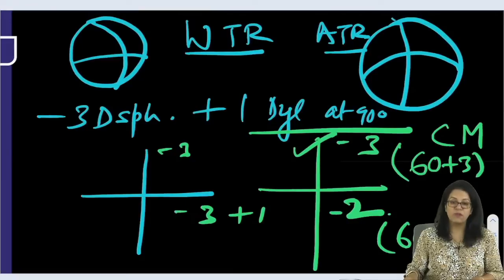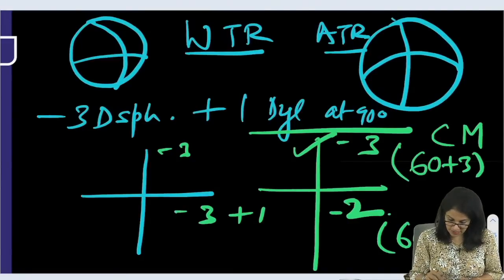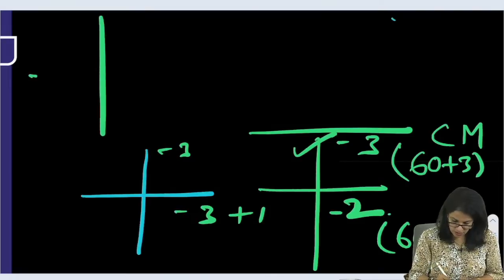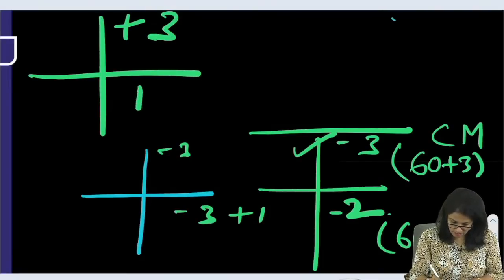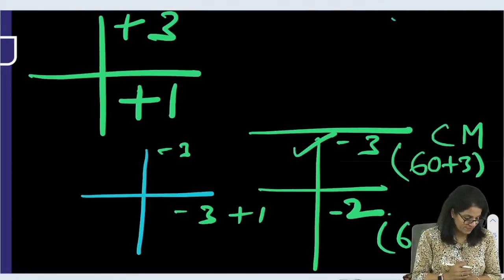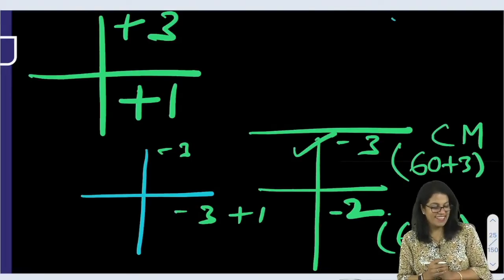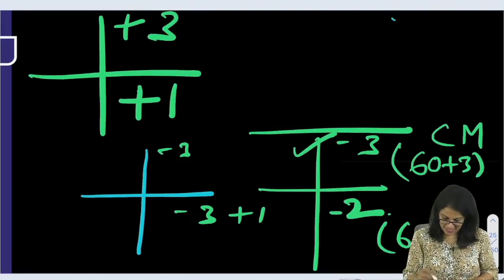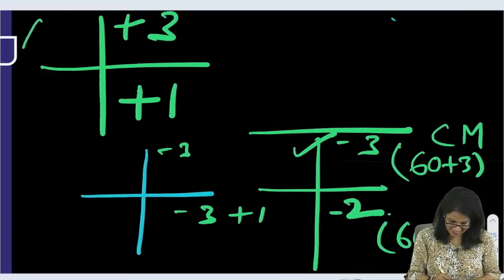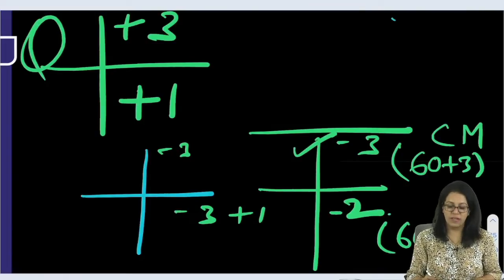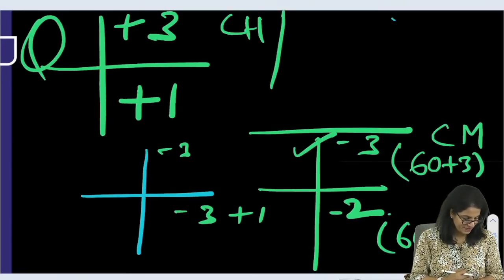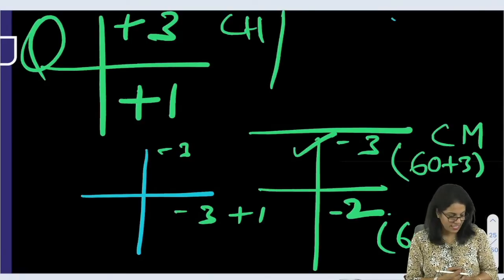Come on, one last question before I go to the next slide. Answer me this one. If I ask you +3 plus 1, tell me, is it with the rule or against the rule? Quick, quick, quick. Is this with the rule or against the rule? Tell me this one. This is the question here. Of course, it is compound hypermetropic. Shruti? Very nice.